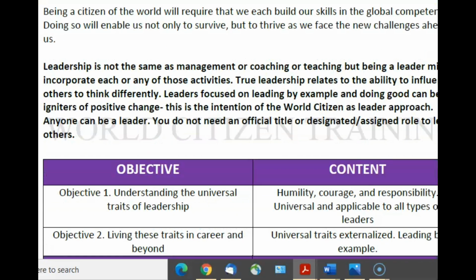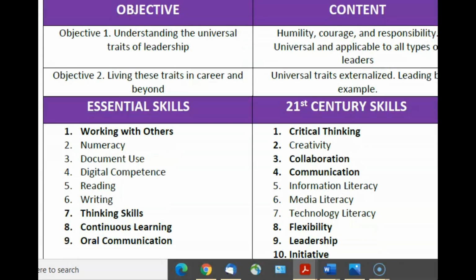One of the ways we do that through our leadership skills is by having an understanding of universal traits of leadership and having the ability to live these traits in our career, in our life, and so on. The idea is that we can model and exemplify what leadership should look like. There are many leadership skills, but we're focusing on 3 of them: humility, courage, and responsibility. These are all related to civility, as you'll see as you carry on through the lesson. Then we'll talk a little about how to live those skills and traits.